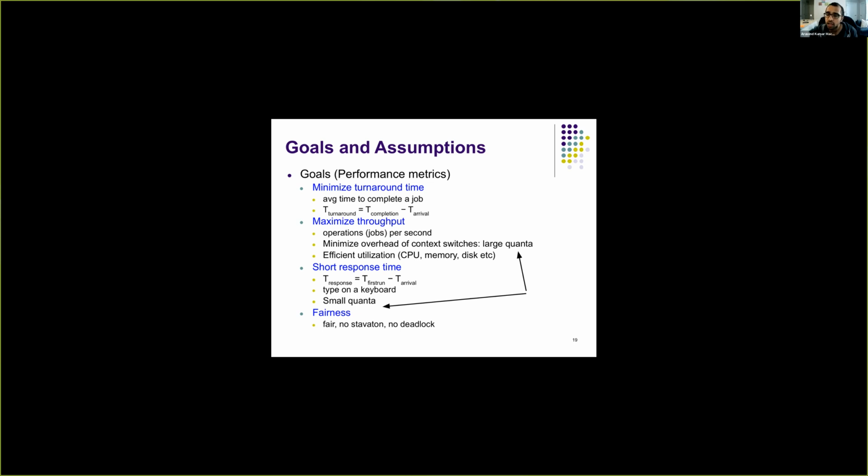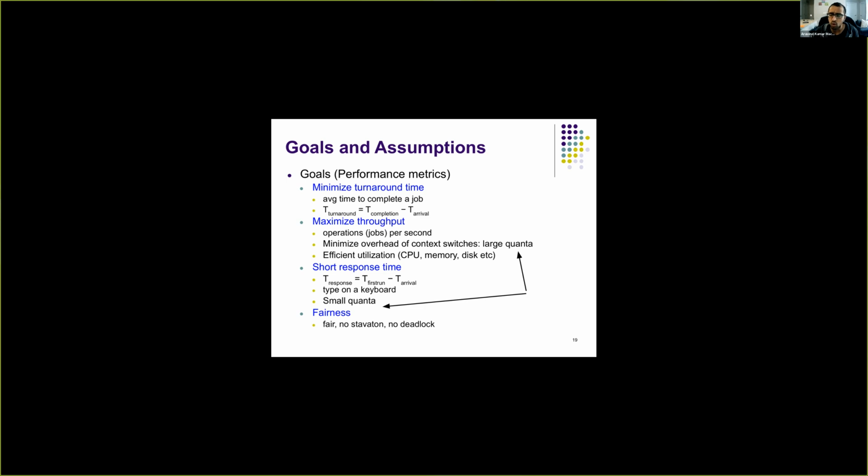And another goal is to have short response time. That means when we submit the job, or when the program is about to run, and when it first gets access to the CPU, that time should be minimal. That means the program should be very responsive. Imagine if you try to open Chrome and Chrome takes like 2 minutes to start up. You'll be annoyed, right? So we want Chrome or our process to start immediately. So the response time should be minimal.